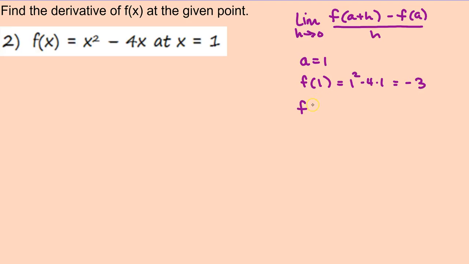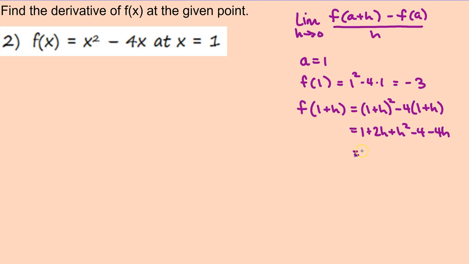And let's find f of 1 plus h. So we need to take 1 plus h and square it, and then subtract 4 times 1 plus h. So we're going to FOIL to square this, and we get 1 plus 2h plus h squared, and then we're going to distribute the minus 4, so we get minus 4h. Now typically I'm doing those steps of simplifying within my limit, so I just kind of got carried away there.